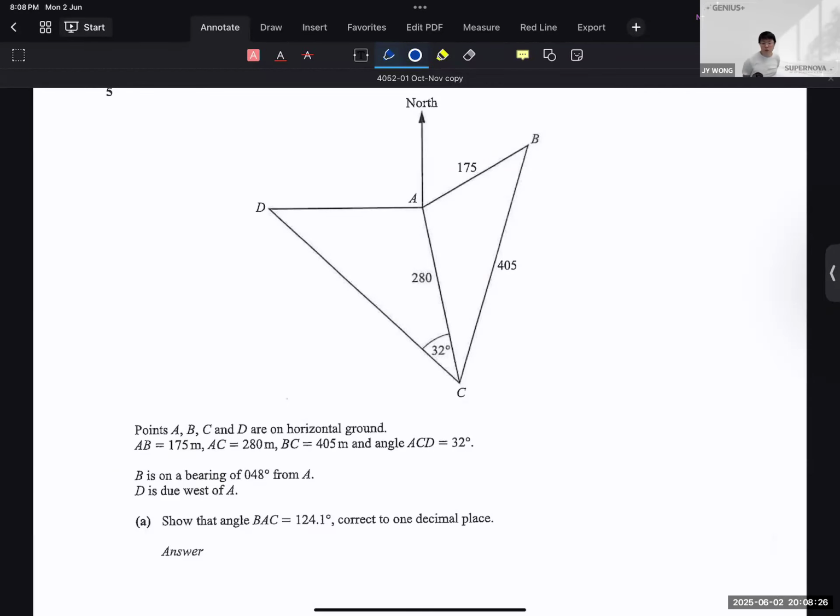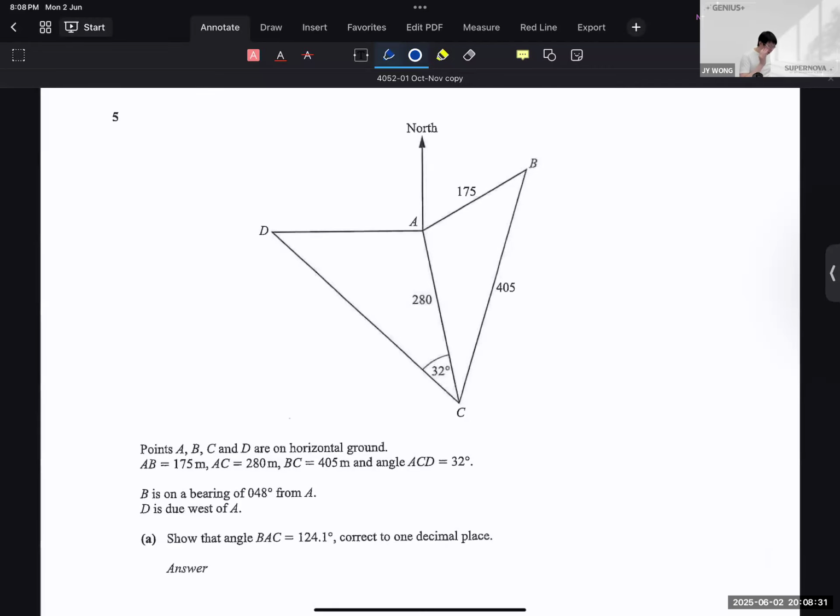Fun question. Actually, this question is not very difficult. Anytime you see bearings, think of trigo. So what do you learn in trigo? Sine rule, cosine rule, and trigonometry ratio. But remember, trigo ratio and Pythagoras are only for right angle triangles.